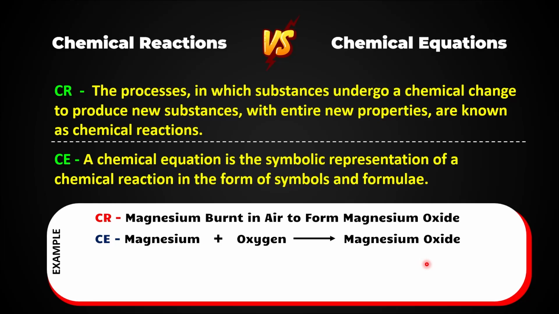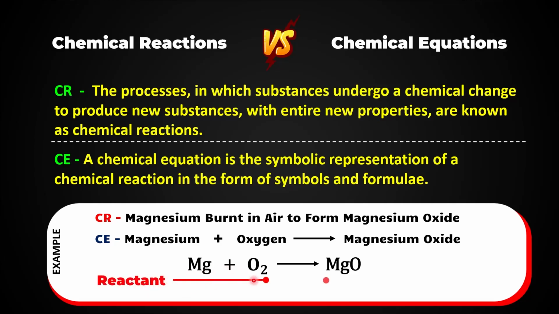This chemical equation can also be written in a shorter form, and it looks like this. As you can see, Mg plus O2, and then an arrow towards MgO. Magnesium and oxygen burned together and take place in a reaction to form magnesium oxide. So here Mg plus O2 is the reactant and MgO is the product. Basically, what we have before the reaction is the reactant and what we have after the reaction is the product. However, the equation is not yet balanced.